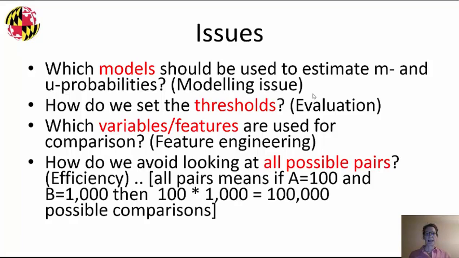And finally, I mentioned it already a couple of times, how do we avoid looking at all possible pairs? The sufficiency problem. If my set A has 100 cases and my set B has 1,000 cases, then I'm looking at 100,000 possible comparisons. And that, of course, can be quite intensive, given that we're often dealing with millions of records.